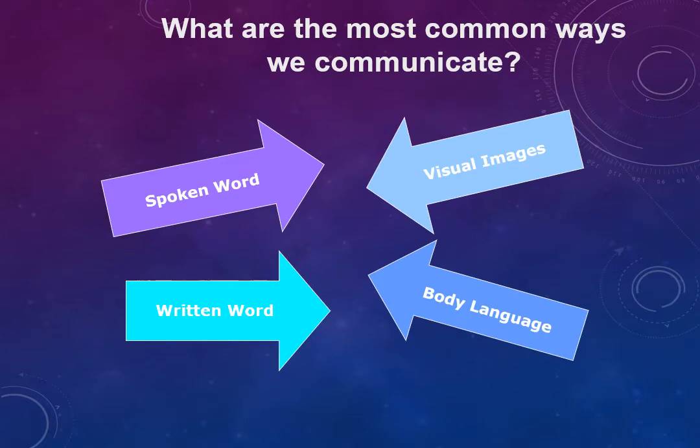Correct? What are the most common ways we communicate? Let me explain to you all. Spoken word, we speak, we write, body language. When we speak, sometimes our body language also justifies our actions, and visual images, right?